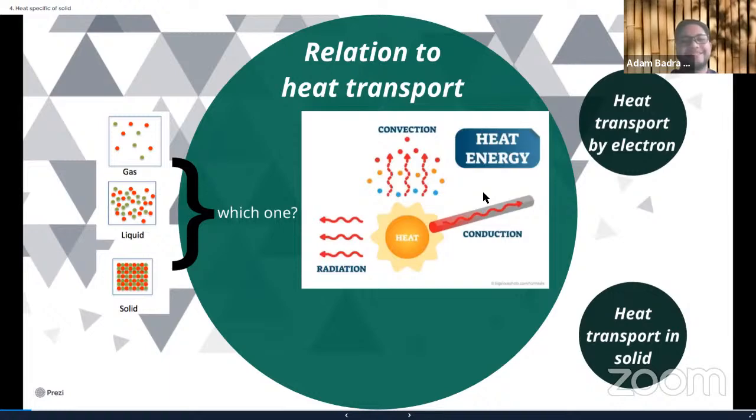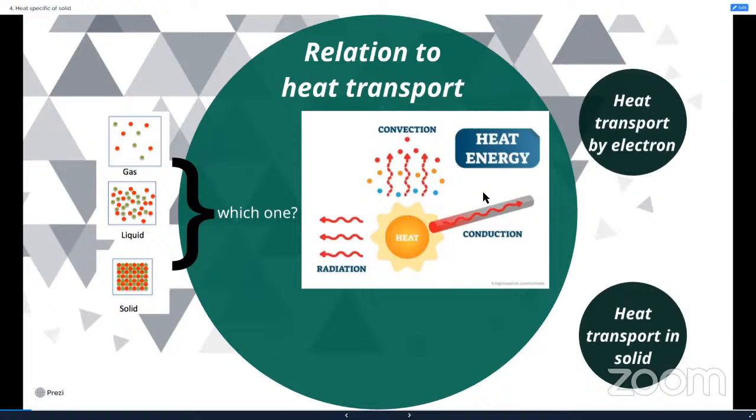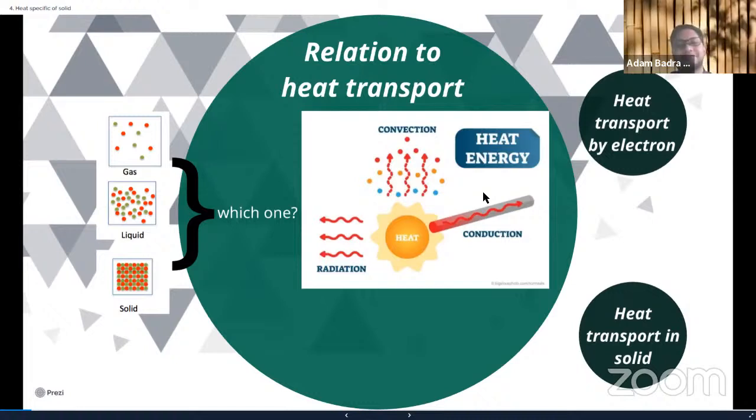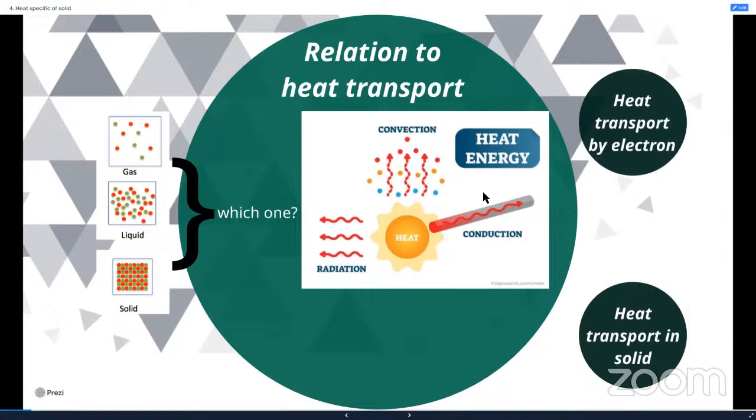I guess conduction is for solid, right? And convection is for gas and liquid. And radiation is through any matter it can radiate. It can penetrate any matter, like gas, liquid, or solid. It can penetrate depending on the strength of the radiation.